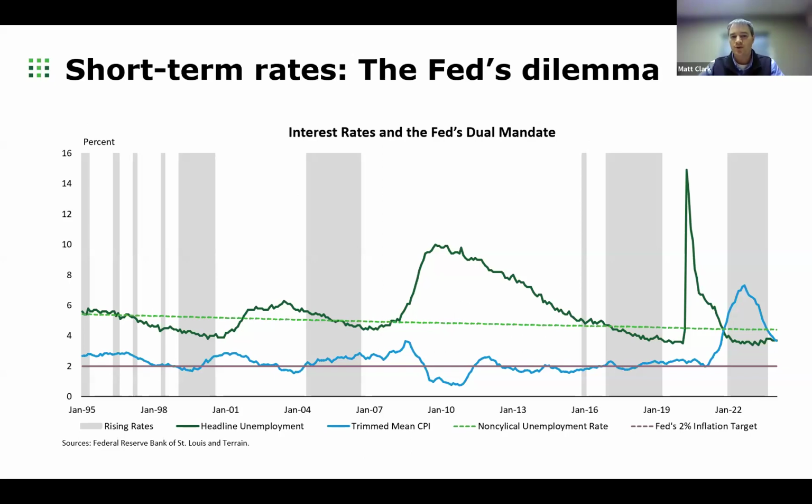So here on the blue line, you have a trim mean CPI, or just an inflation metric. You'll notice that most of the periods in which we were raising interest rates were times in which inflation was also rising above that 2% level. So if you're the Fed, you have to walk this careful balance of when do we raise rates, and you're walking it inside of these two metrics.